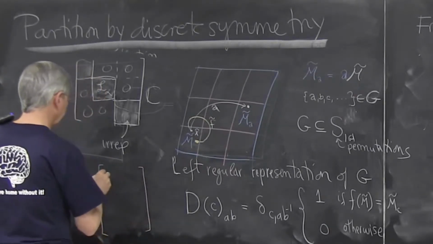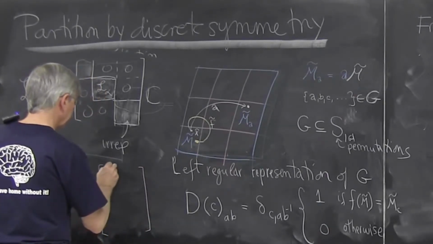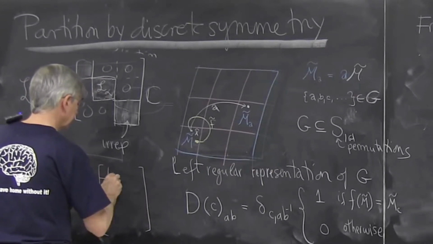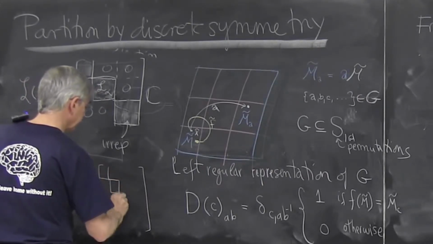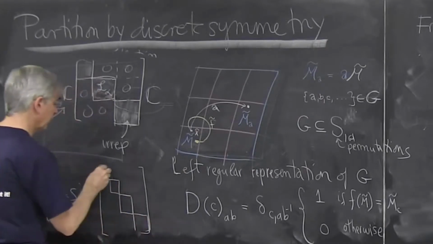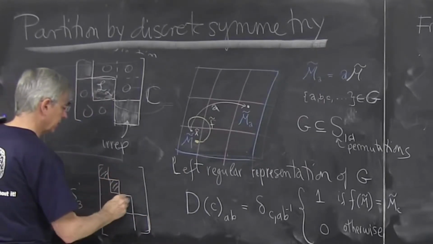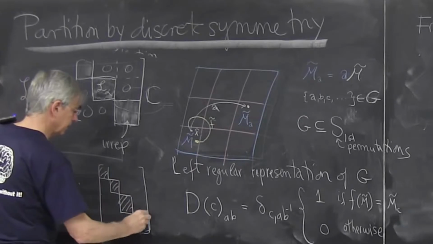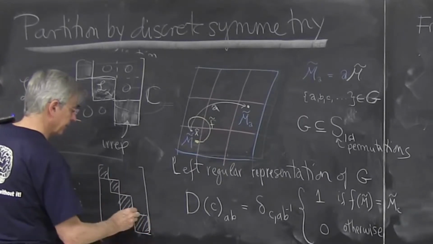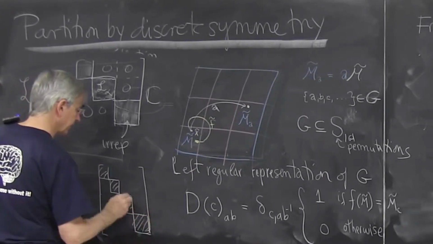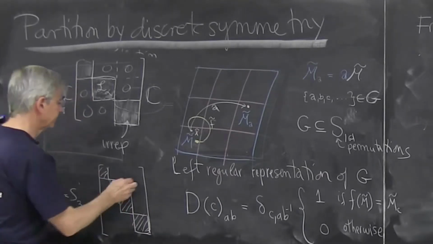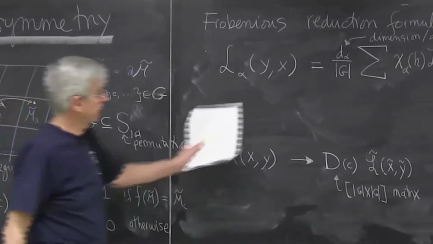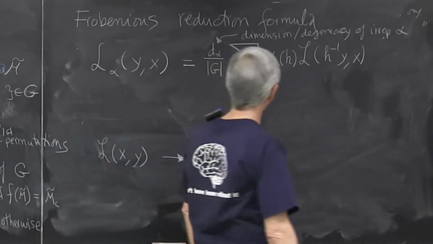We'll be able to bring a 6x6 matrix into the form of 1 by 1, 1 by 1, 2 by 2, and a copy of the same representation. It shows up twice. So that's the dimension of it.